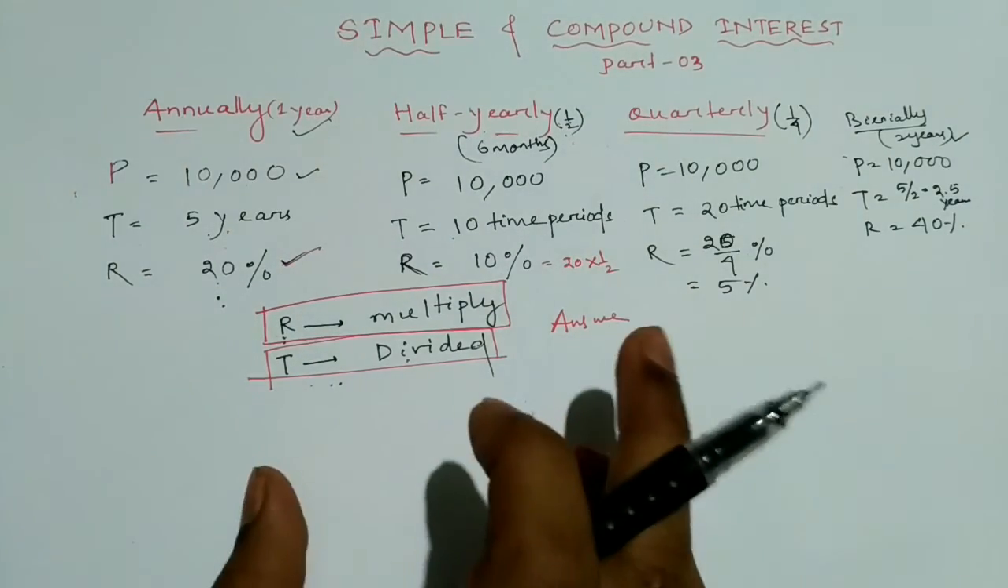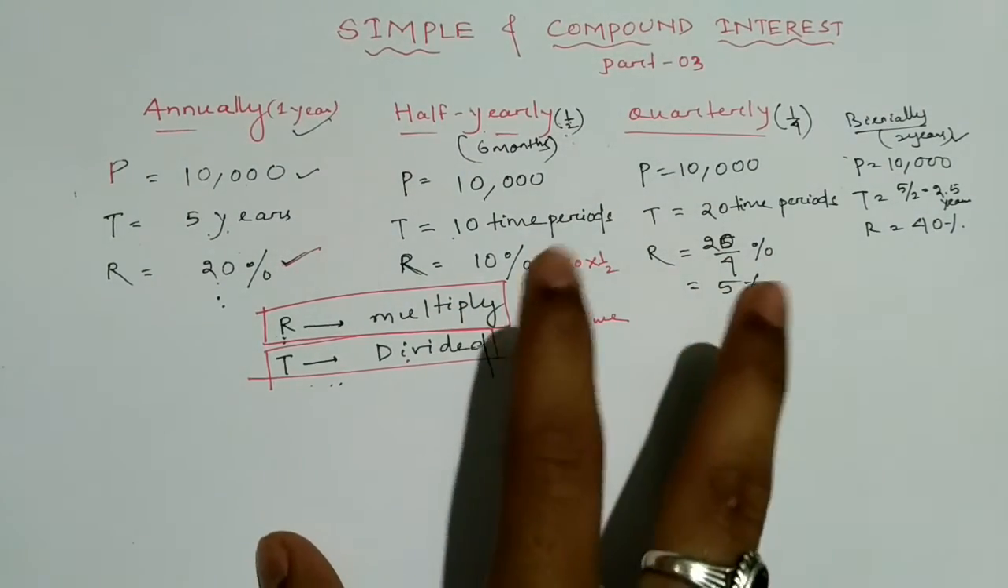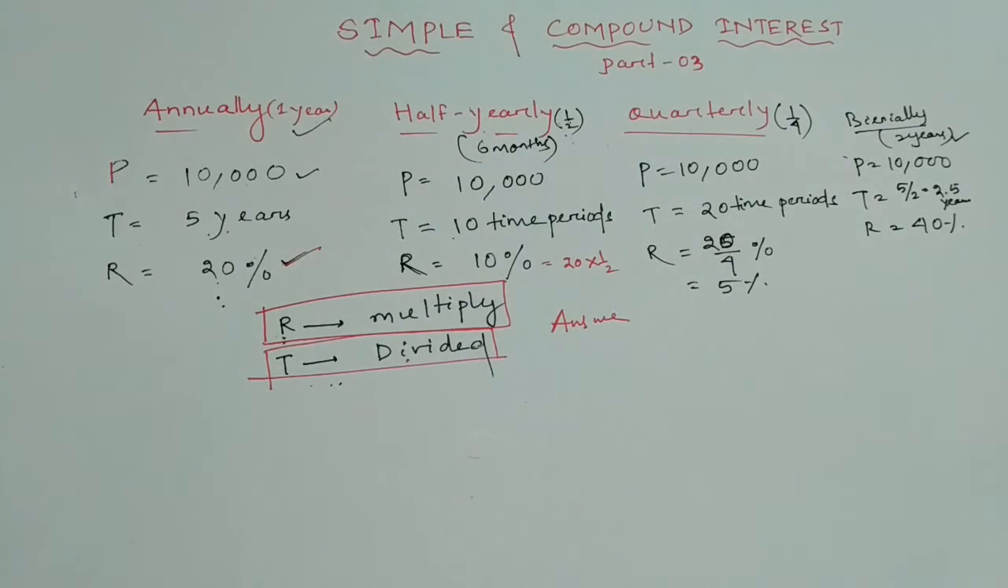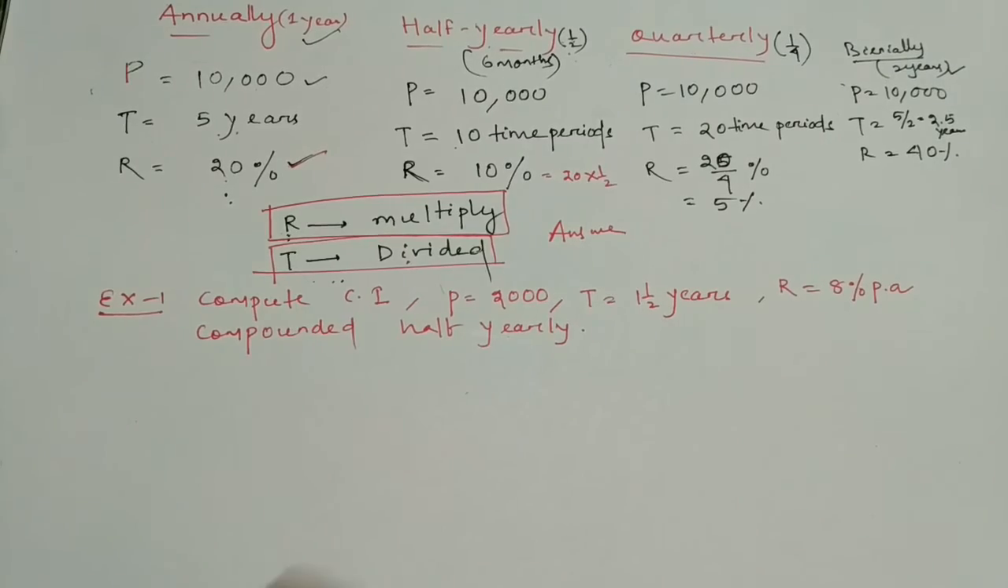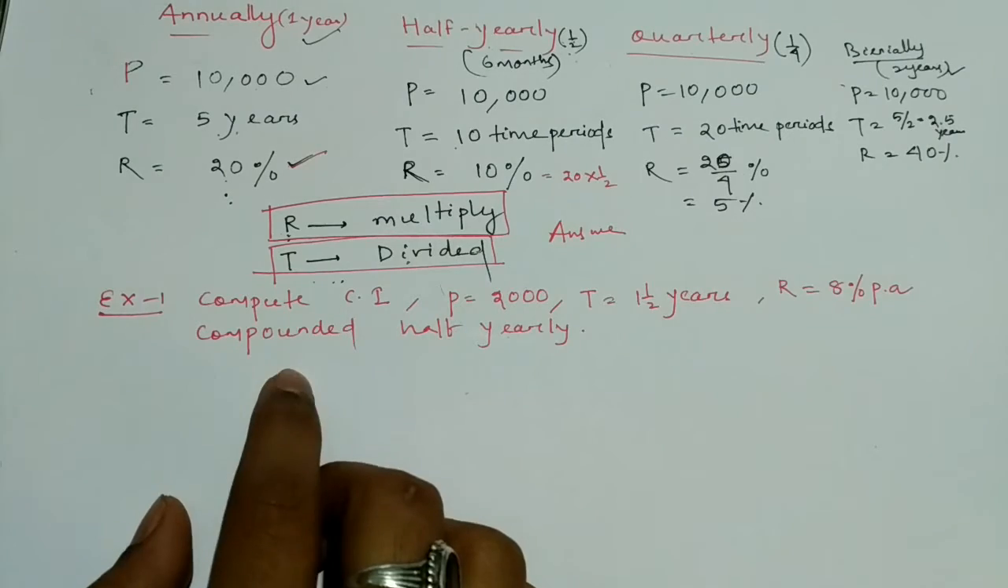But from your exam point of view, half yearly and quarterly are the most important. Just remember these two. Biennially is also asked, but this is very rare, I say. So that's it. Friends, based on these four concepts, we have one example.